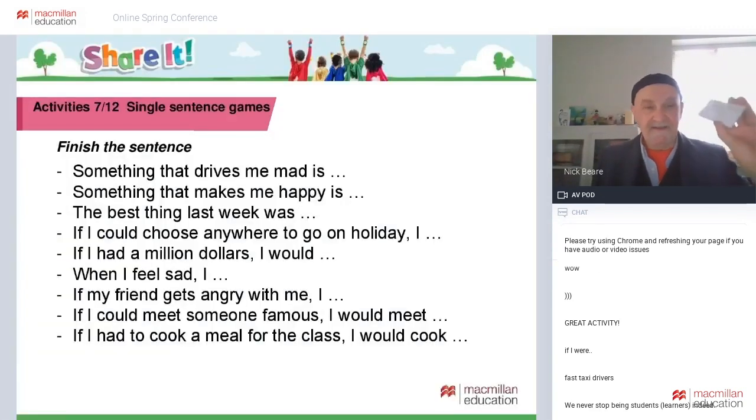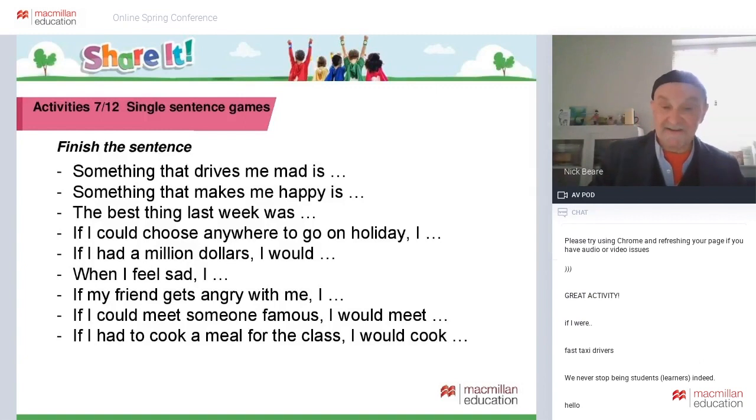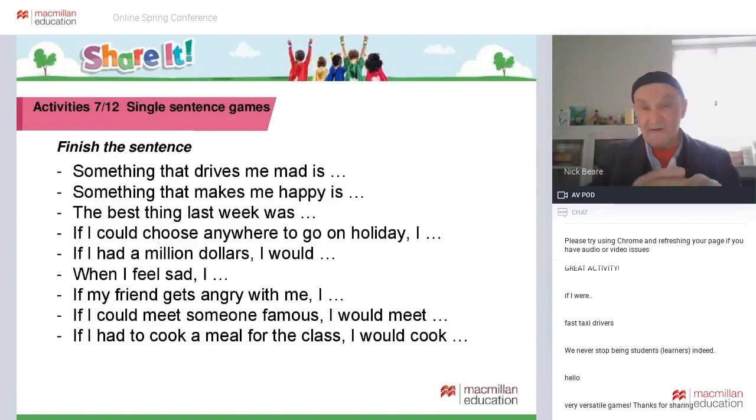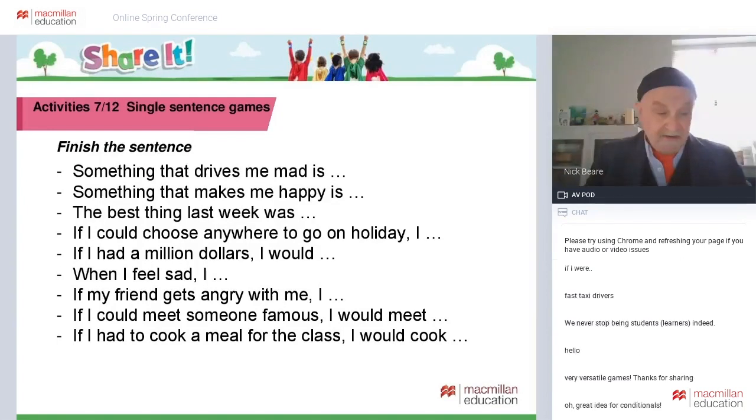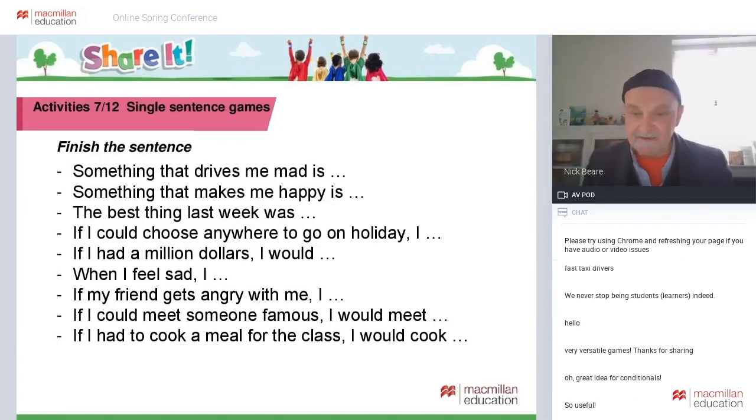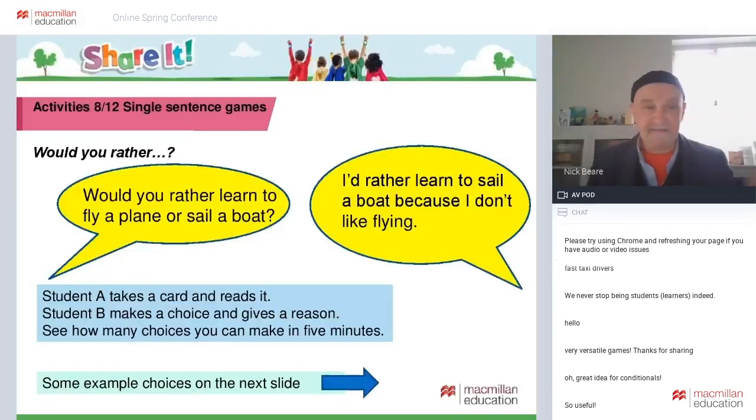So that was some examples of finish the sentence. Something that drives me mad is, something that makes me happy is, the best thing last week was, if I could choose anywhere to go on holiday. They're all on your little cards here, and you can just use these sets of cards again and again and again. There's one, there's another, etc. Right, we are zooming through now, aren't we?